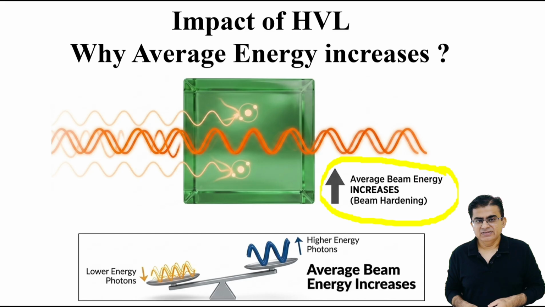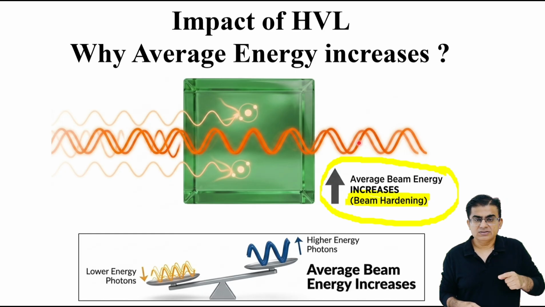This specific physical process is clinically known as beam hardening. As the treatment beam successfully passes through the patient tissue, it constantly filters out the weak radiation. The remaining beam becomes harder and much more penetrating. This is exactly why your second half value layer will always strictly need to be thicker than your first.